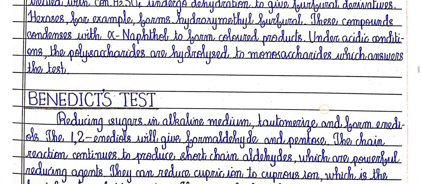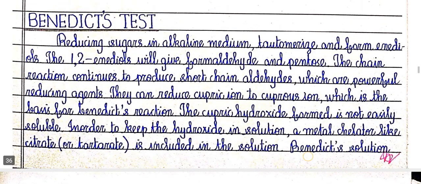Then later we will be performing the Benedict test. In the Benedict test, reducing sugars in alkaline medium tautomerize and form enediols. The 1,2 enediols will give formaldehyde and pentose. The chain reaction continues to produce short chain aldehydes which are powerful reducing agents. They can reduce cupric ions to cuprous ions, which is the basis for Benedict's reaction.